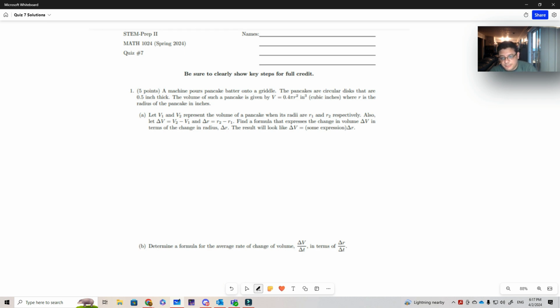So the first thing that we do is establish what the differential of V is, which is going to be V2 minus V1. And we can consider that using this formula. So that's going to be 0.4 pi r squared. Because we're thinking of two different radii, we'll go with R2 squared and R1 squared. Now, these units are in inches cubed, but you don't necessarily need to state those inches here.